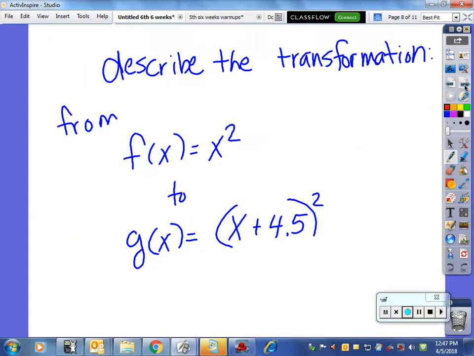All right, now, this is new. Take your calculator, see if you can figure out what's happening here.